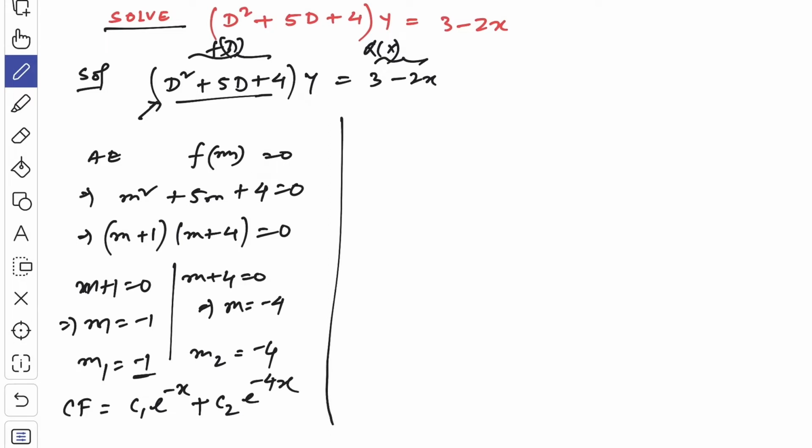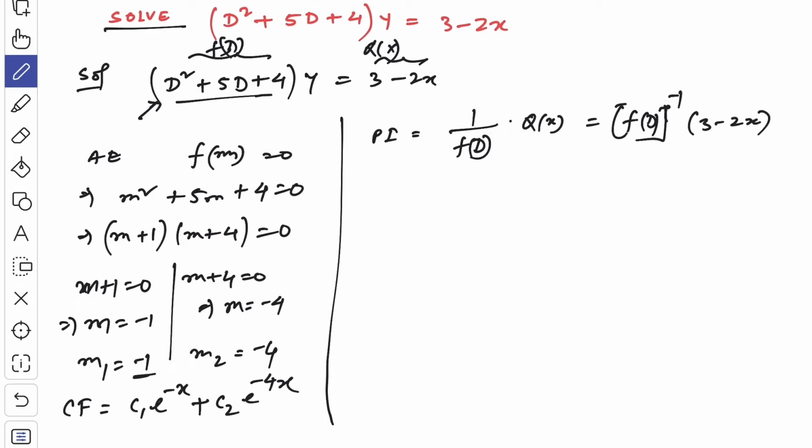So here you see, PI is given by 1 by f of D into Q of x. So in this case, f of D inverse, and Q of x is here 3 − 2x. Before doing that, let me do one thing. So f of D here is D² + 5D + 4, and we have its inverse here, and 3 − 2x.